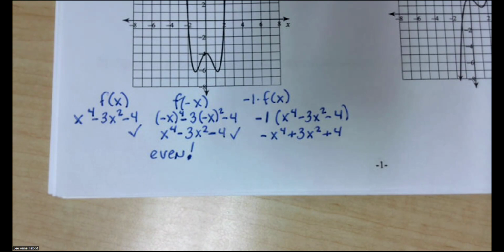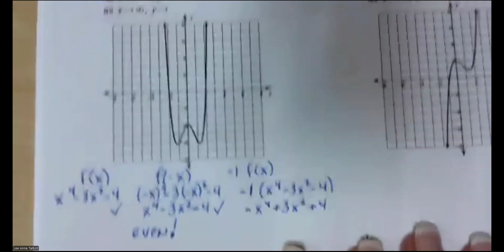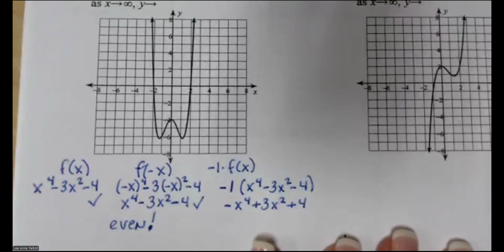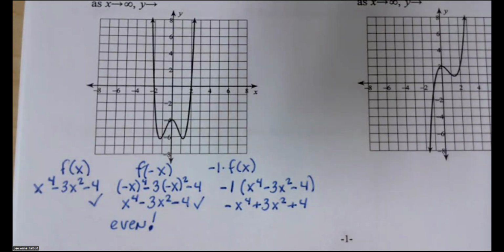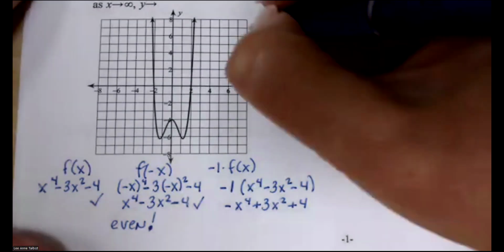Okay, now what you're supposed to do is check the graph to see if that jives with your even answer. Okay, and when things are even, they're supposed to have reflection symmetry on the y-axis. Does this one have reflection symmetry on the y-axis? Yes.